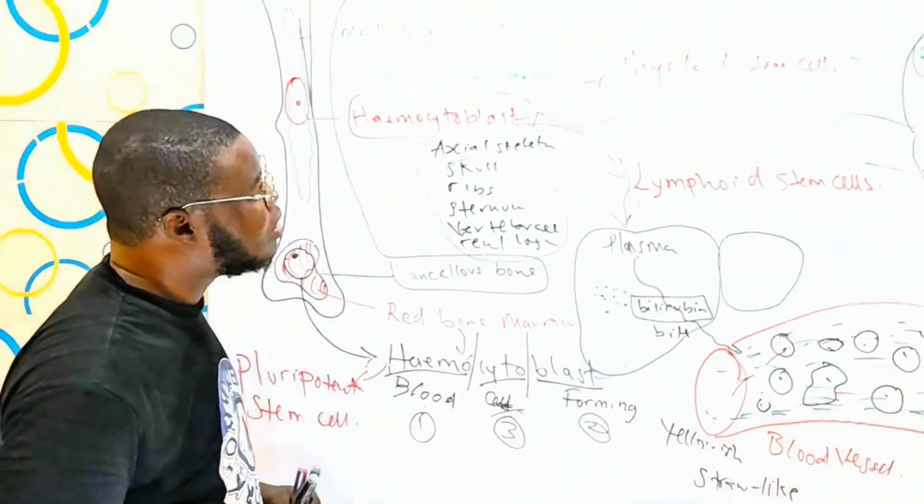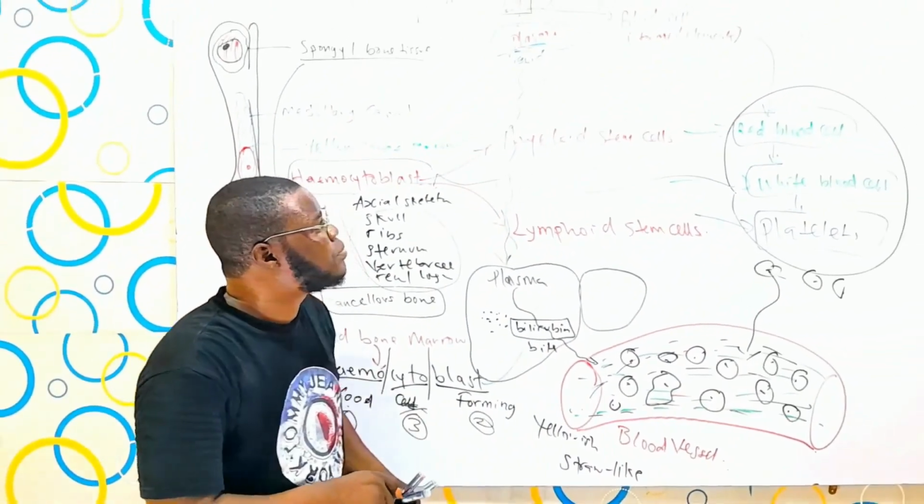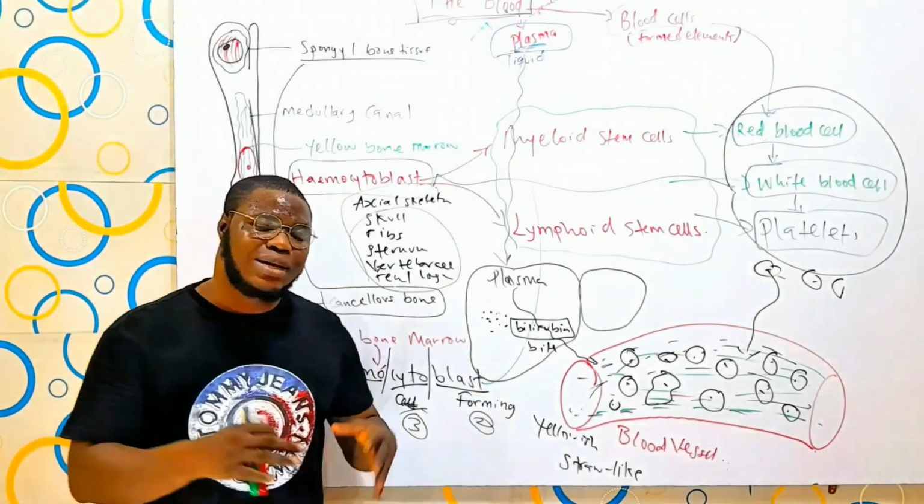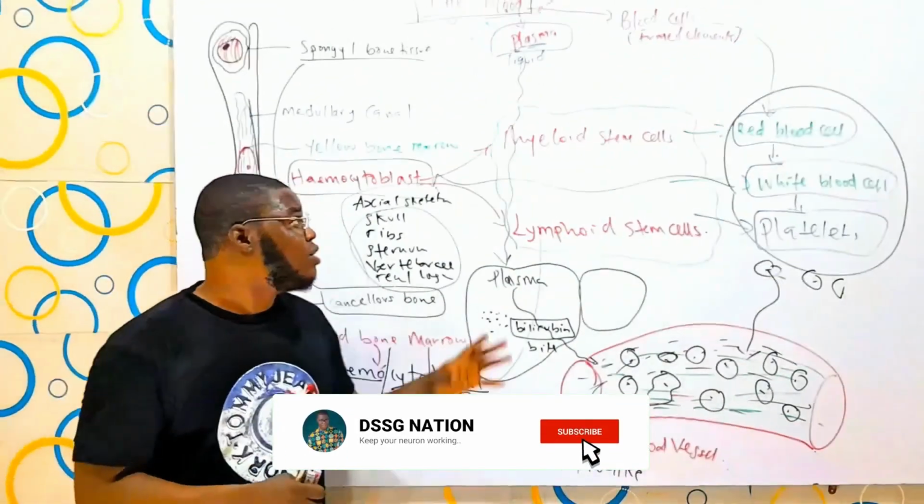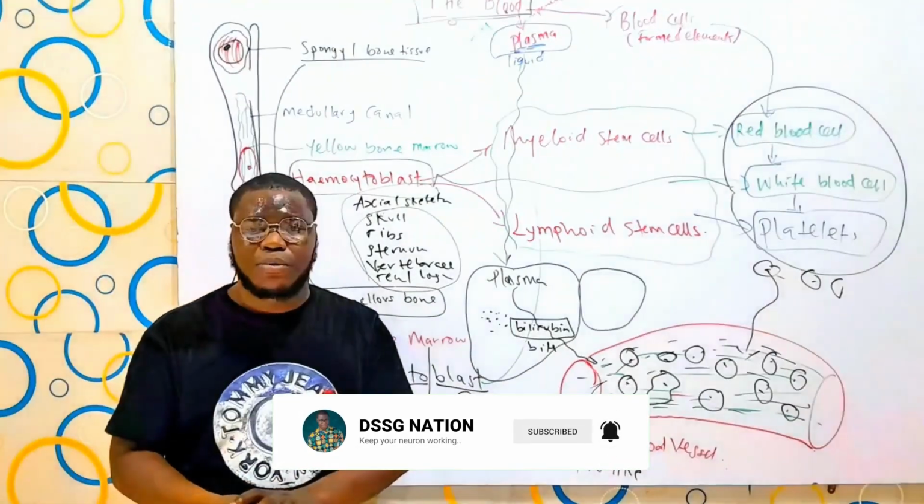As simple as that. So guys, in the next class, we're going to be talking about the red blood cells, because I want us to start the blood disorders with anemia. So in our next class, we'll be talking about the production of red blood cells.